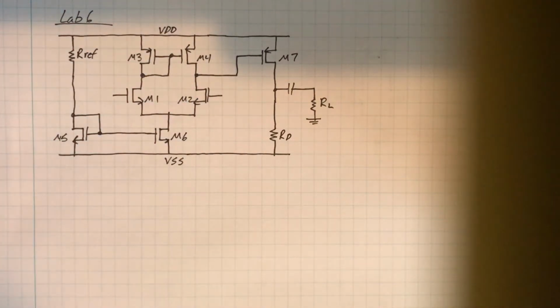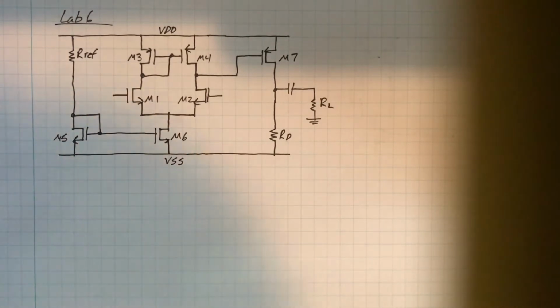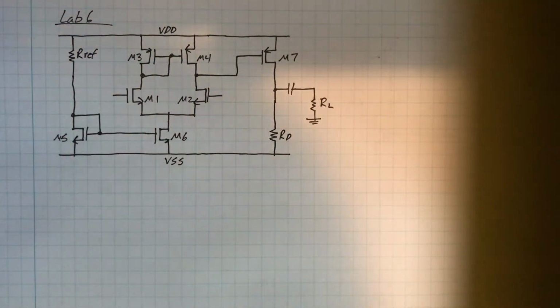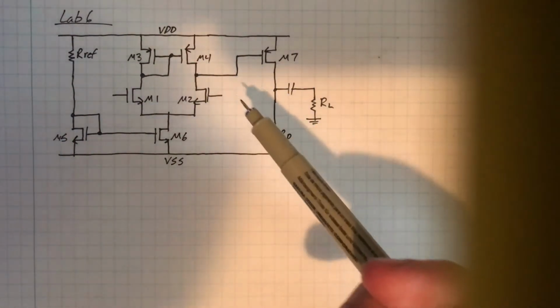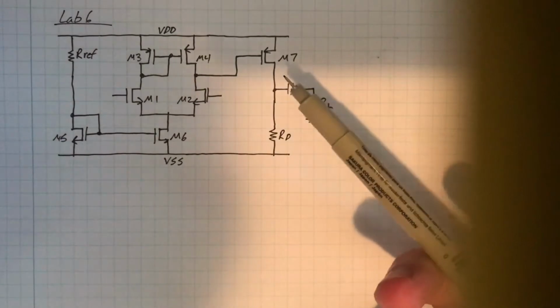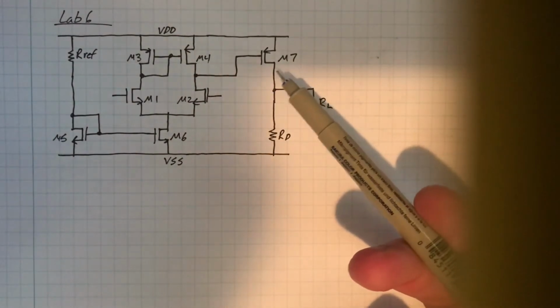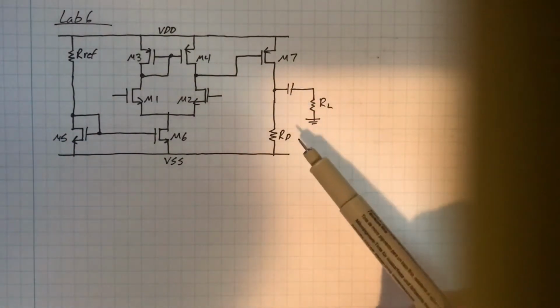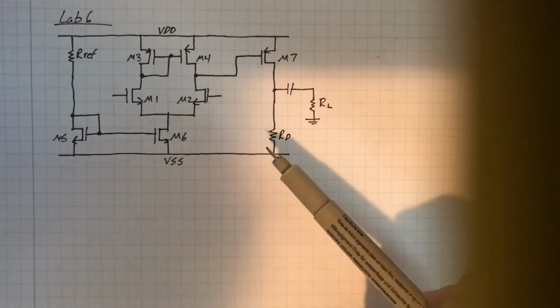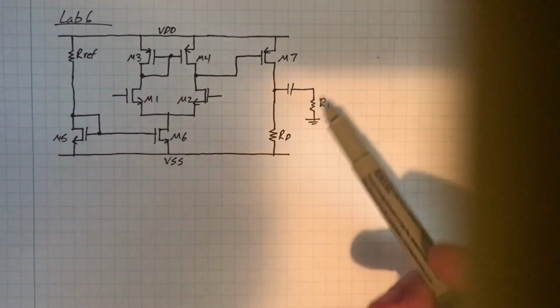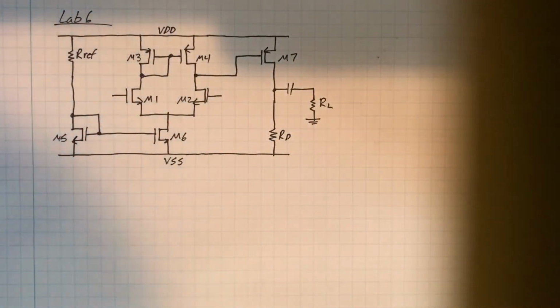This is the Lab 6 Prelab for analog electronics. This lab is focusing on a two-stage CMOS amplifier. The first stage is the same as the previous lab. It's a differential pair with an active load. And the new stage that we're adding is a common source transistor, PMOS M7, with a load of RD, also driving a capacitively coupled output load RL.